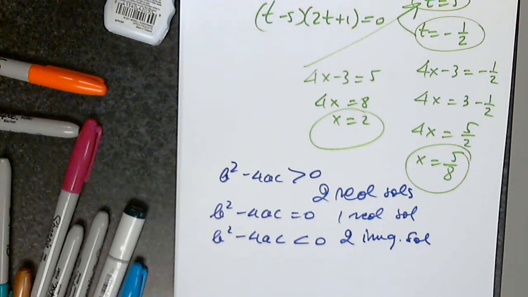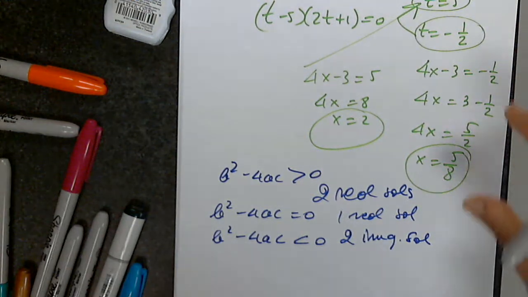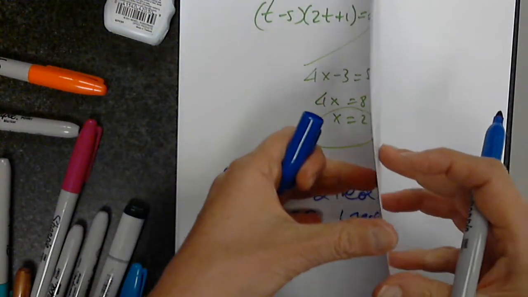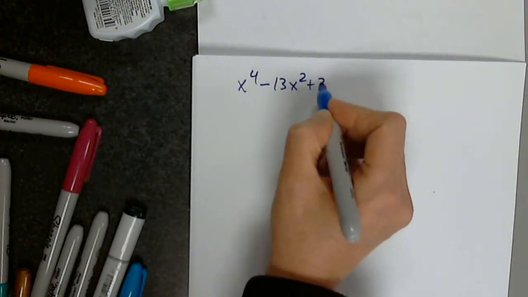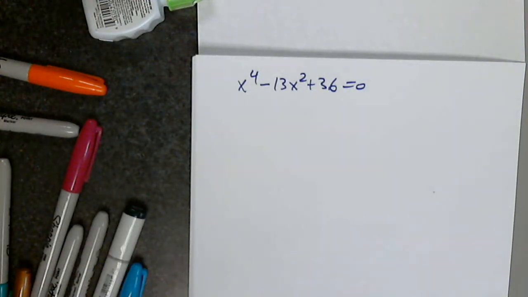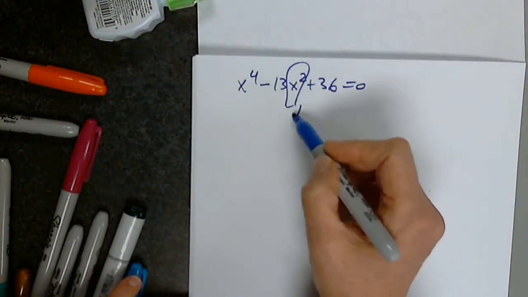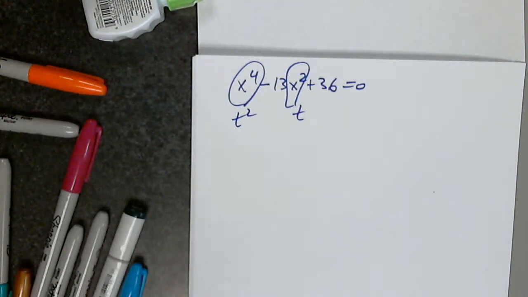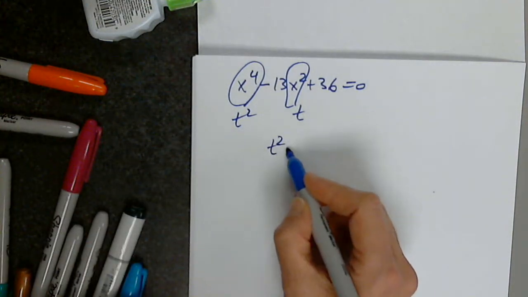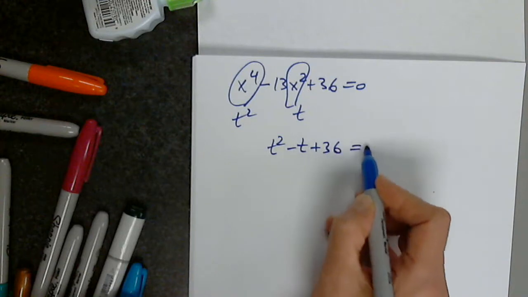Say it again. 6A. Oh, we want to do 6A? Okay, very good. So in 6A, we have x to the 4th minus 13x squared plus 36 equals 0. We observe the same thing, that if I denote this by t, then x to the 4th will be t squared. So then t squared minus 13t plus 36 equals 0.